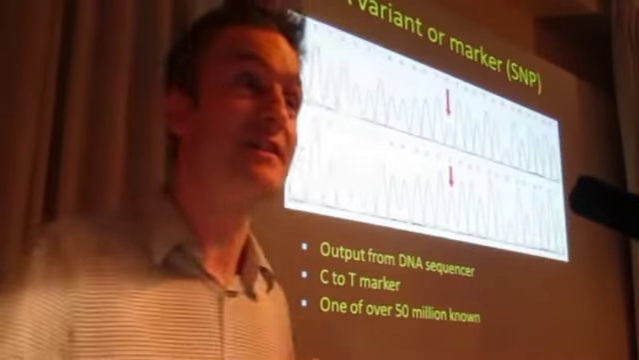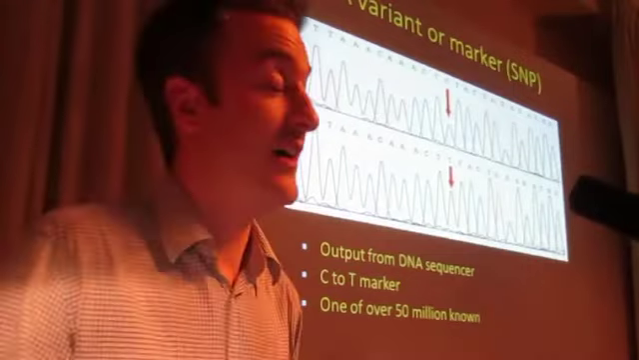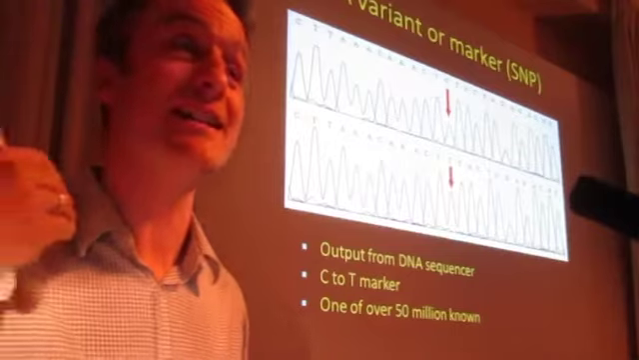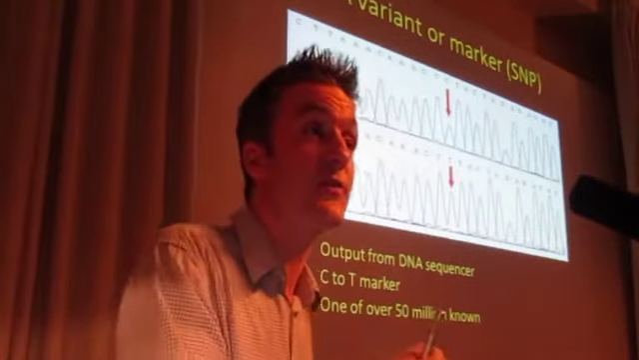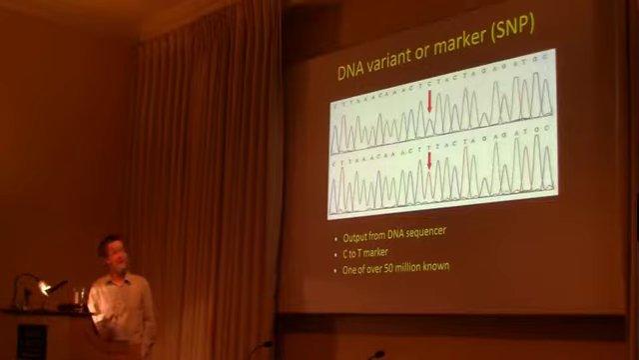I then have to read the letters of the DNA code. And this was invented by a Nobel laureate called Fred Sanger in 1977, the process of DNA sequencing, to read the sequence of the letters in the code. And this is the output from a DNA sequencer. This is my DNA, one person's DNA in the top panel here, and this is my PhD supervisor, David Goldstein's DNA in the bottom panel.